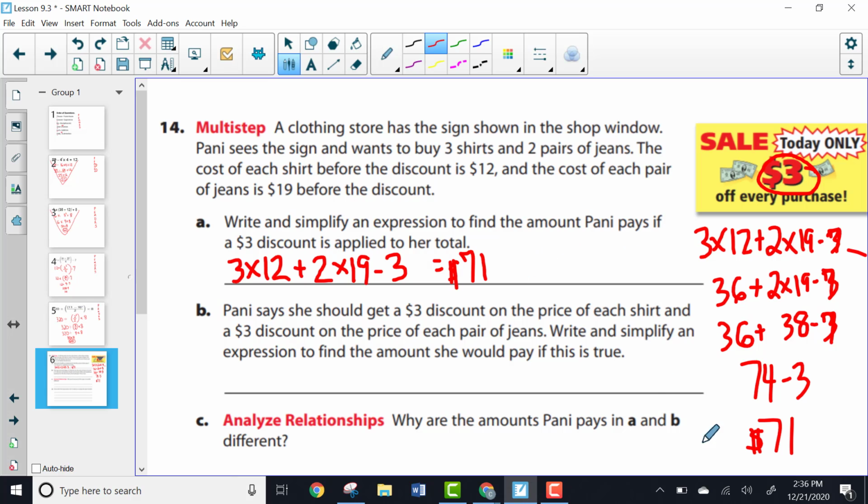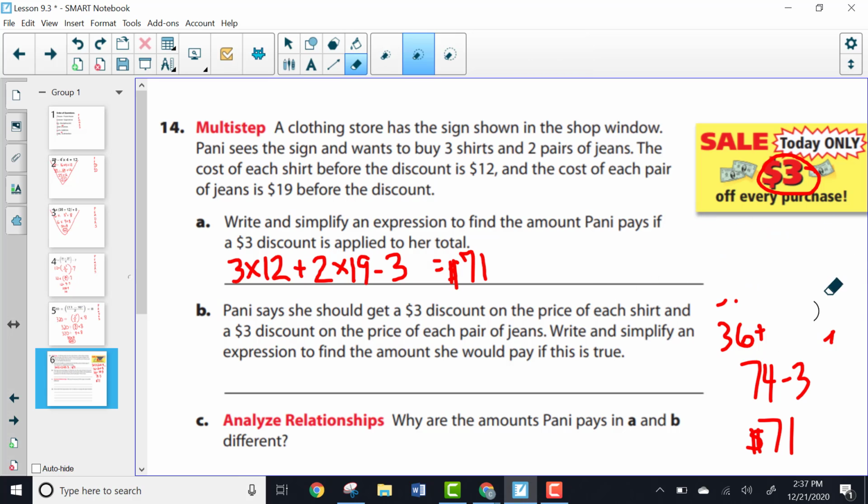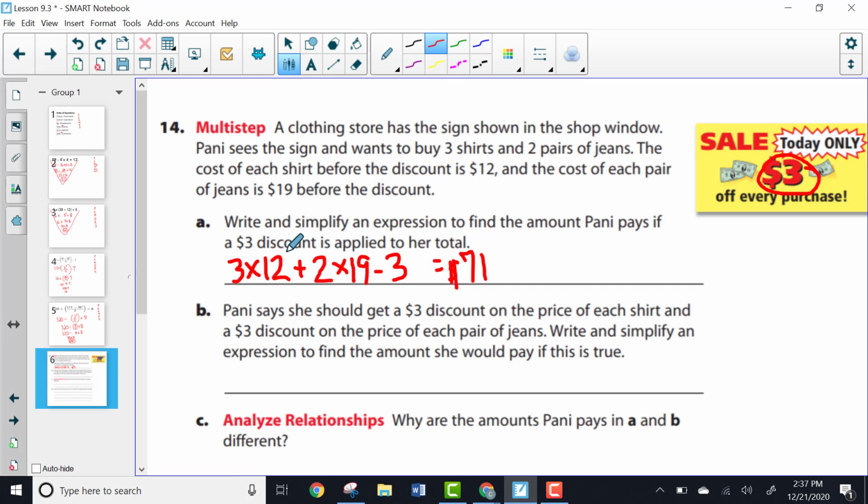All right, now, as you know, sometimes businesses and customers don't see eye to eye. So Penny is saying she should get a $3 discount on the price of each shirt and a $3 discount on the price of each pair of jeans. So if we want to take a look at a problem like that and figure it out, what we'll do is we'll erase this all over here. So how could we write this out as an expression like we've been doing here?